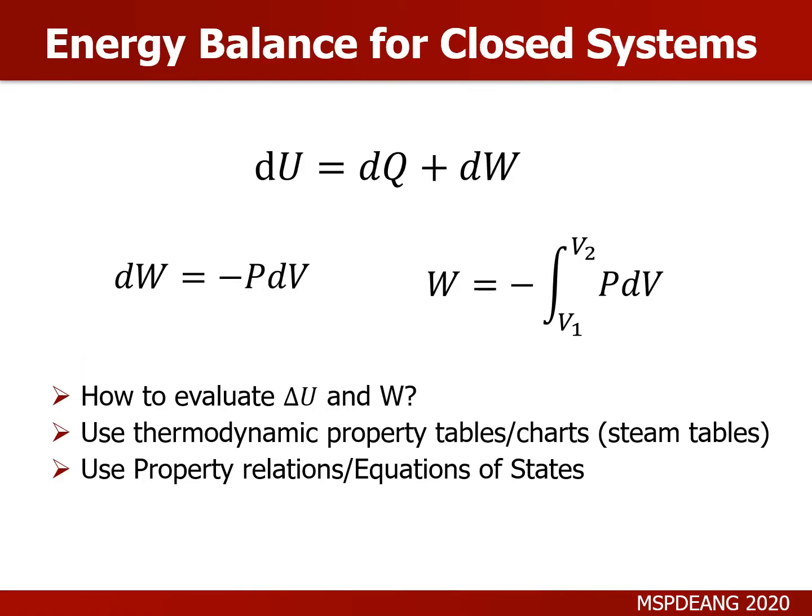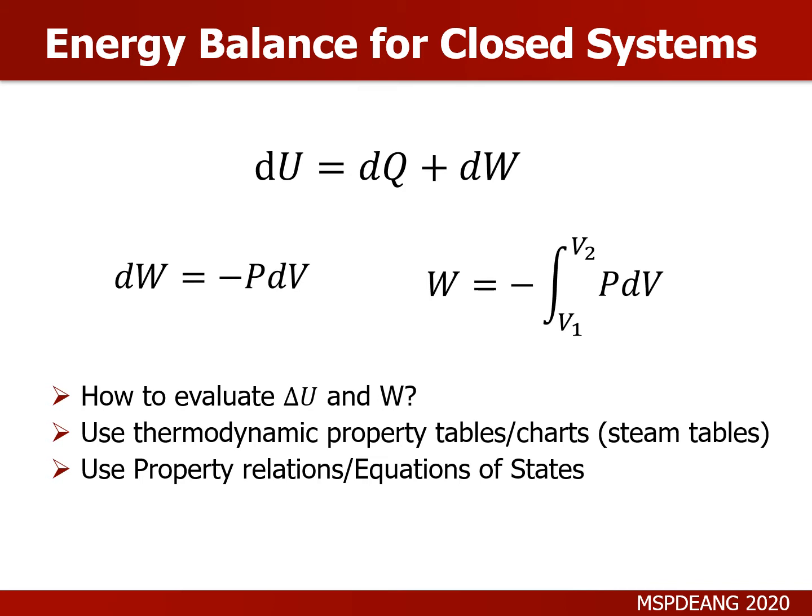So recall our energy balance for closed systems, dU is equal to dQ plus dW, and dW is equal to negative PdV, and work is equal to negative integral of PdV from V1 to V2. Now, how do we evaluate delta U and W? So previously, we have used thermodynamic property tables to evaluate delta U and W. So W using our specific volumes from the steam table and the specific internal energy to get delta U.